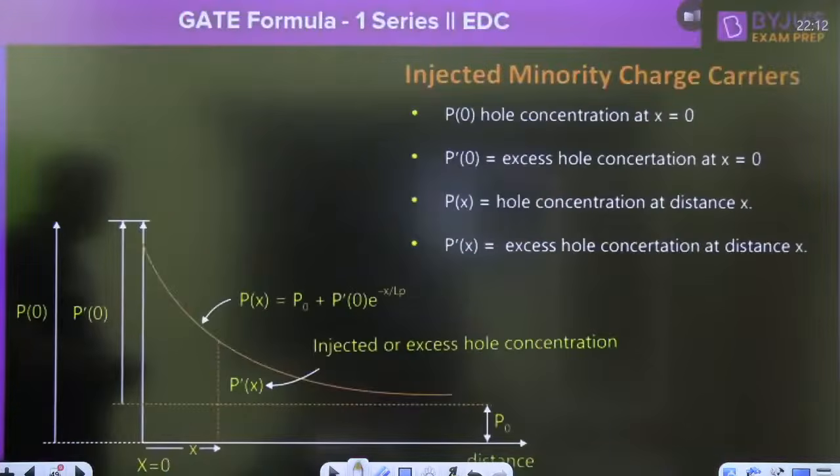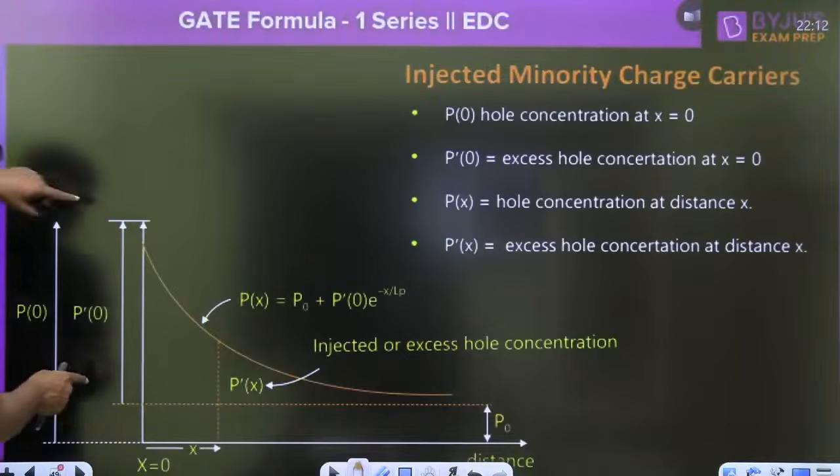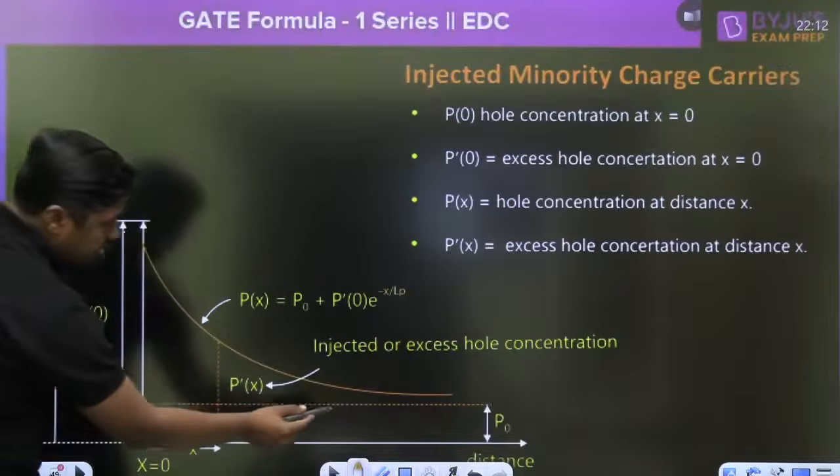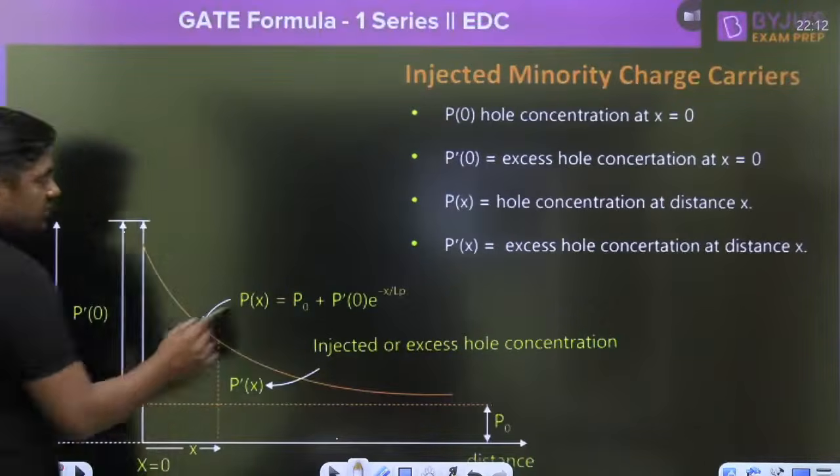That is the low level injection and that is the diagram, my dear. This is called excess hole concentration. This is called minority charge carrier here. And this is an important formula.